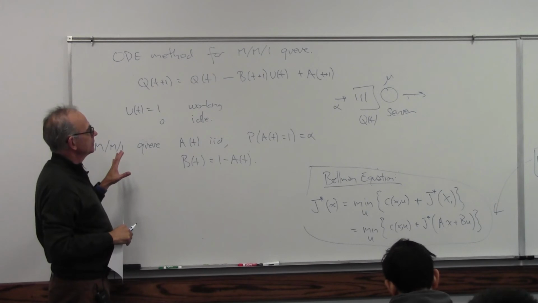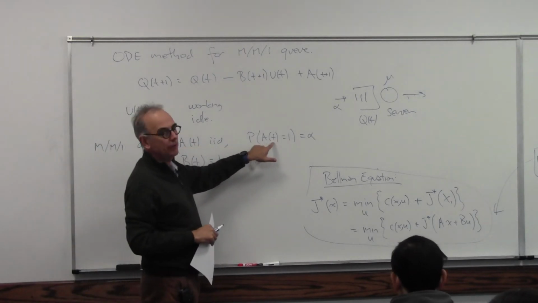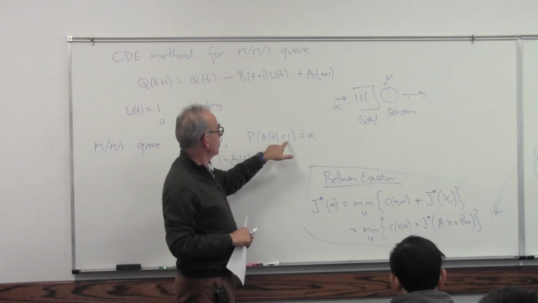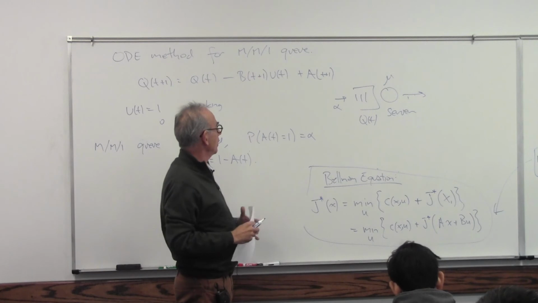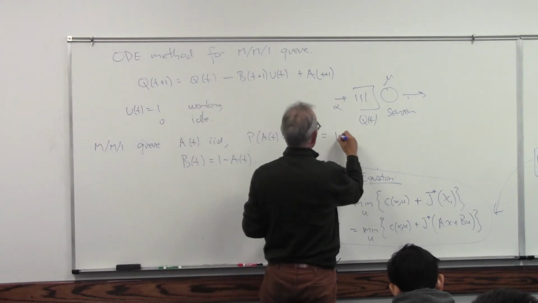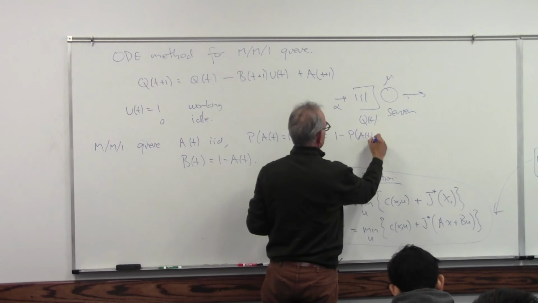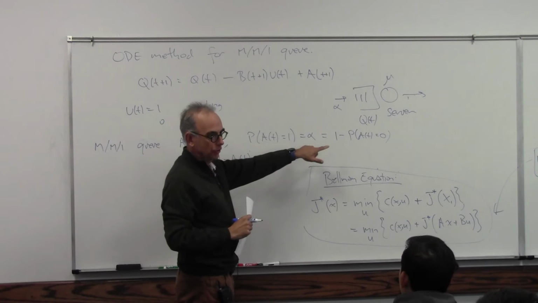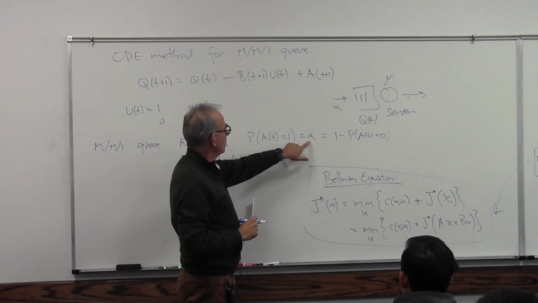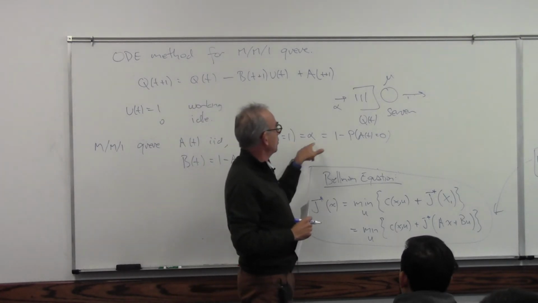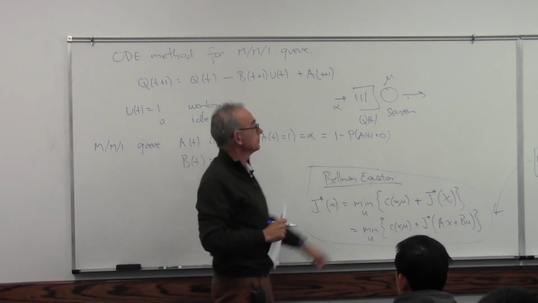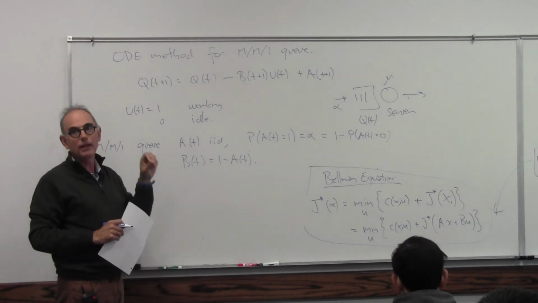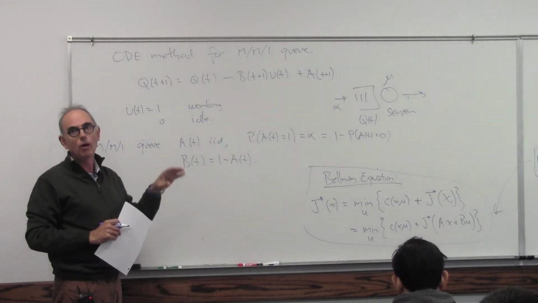So a of t is IID, and there's just one arrival or none at each time slot. The probability of an arrival is alpha. So a of t in the M/M/1 queue is either 1 or 0, and alpha is the probability of success, an arrival, and 1 minus alpha is the probability of failure, no arrivals. And b of t is 1 minus a of t, which means that at each time slot, either there's a potential service completion or there's an arrival.